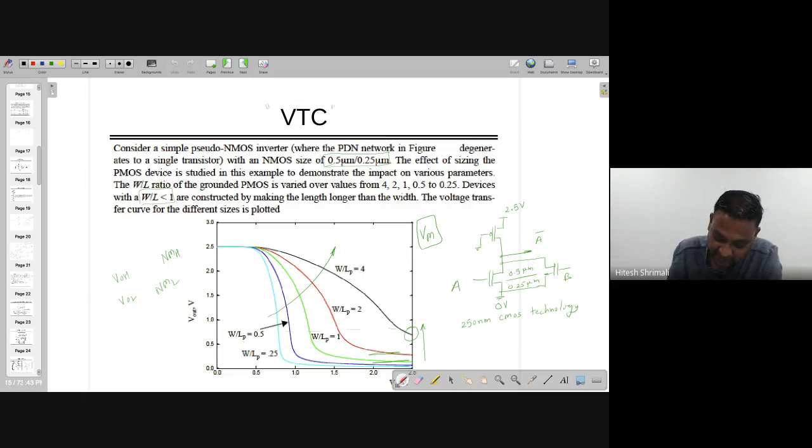Maybe you are interested in a switching threshold of something like this here. If it is 1.25, this is also 1.25. So you might be interested in W by L of 1 only, right? So that is also possible. So do not do the things randomly.